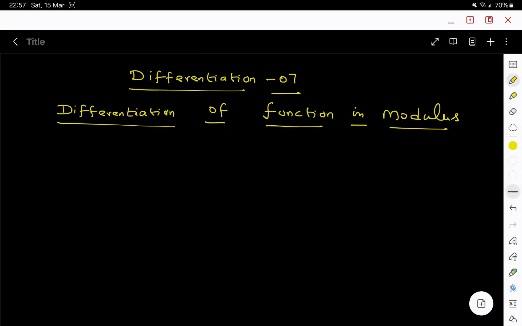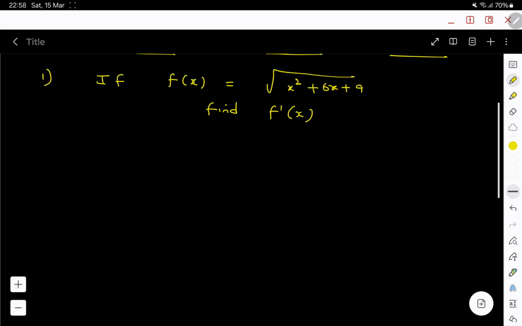Hello students. Now we see differentiation of function in modulus. Okay. So problem number 1. If f of x equal to under root of x square plus 6x plus 9, find f dash of x. Okay.